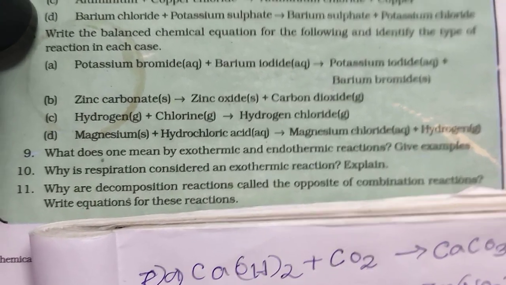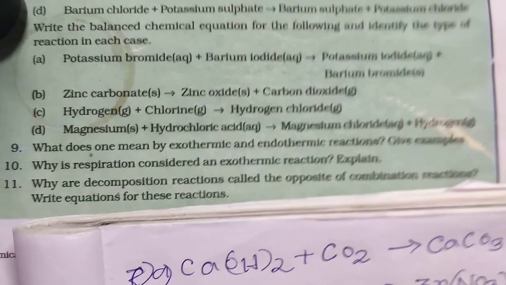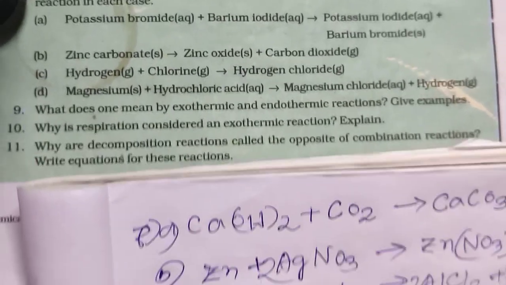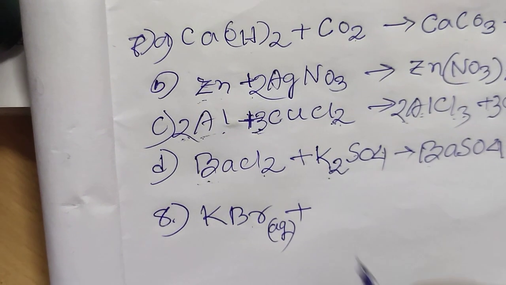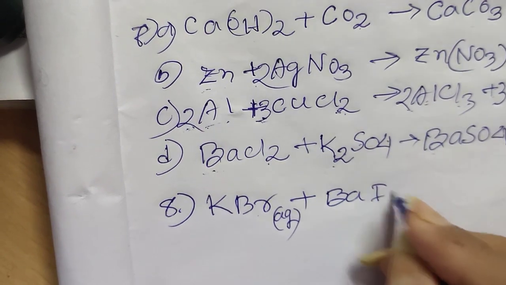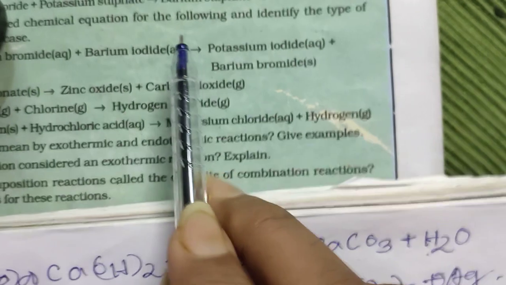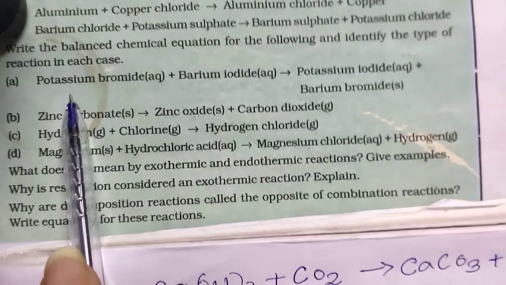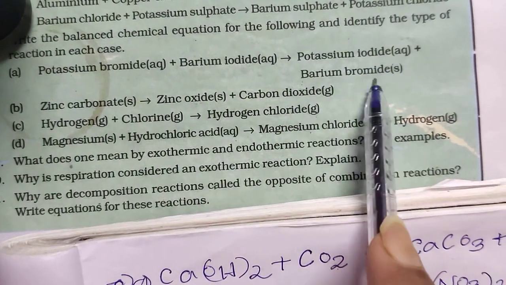I have already mentioned this, but remember it, because it is very important for writing the state symbol. So KBr, potassium bromide, is found in the aqueous form. Next, barium iodide, BaI2. Next, potassium bromide plus barium iodide will form potassium iodide and barium bromide.